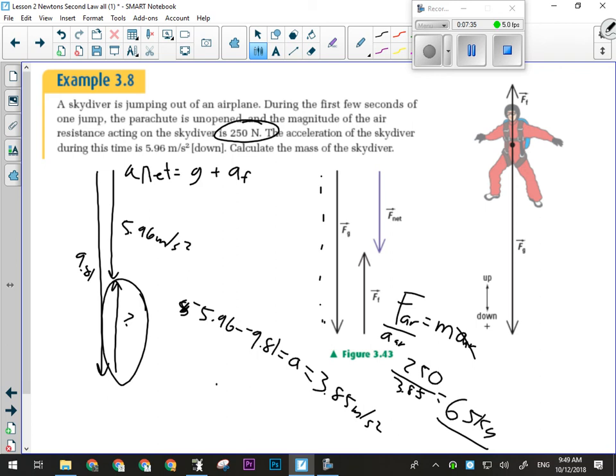Okay, so like I say, differential acceleration problems are very rare. But it's just important for us to realize that we can do net acceleration calculations in the same way we can do net force calculations.